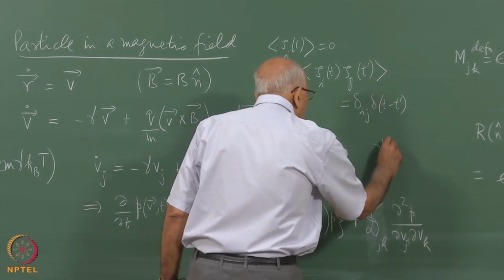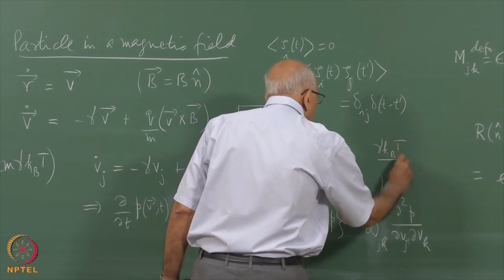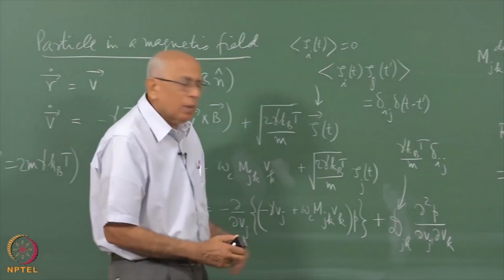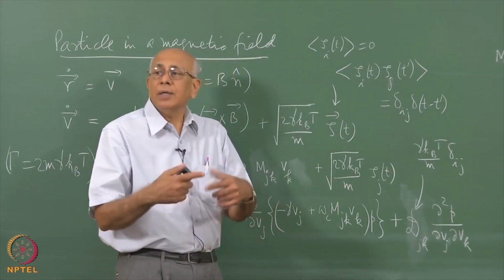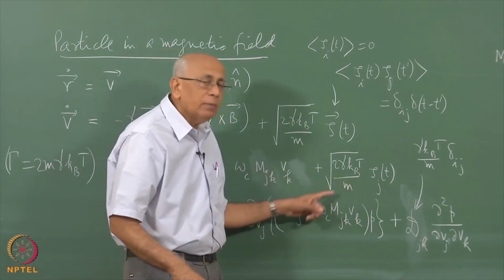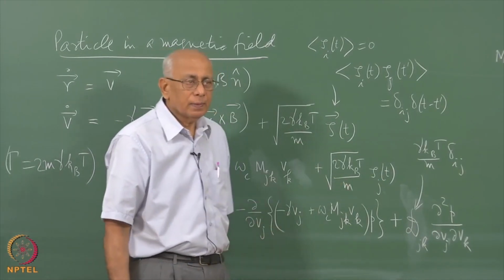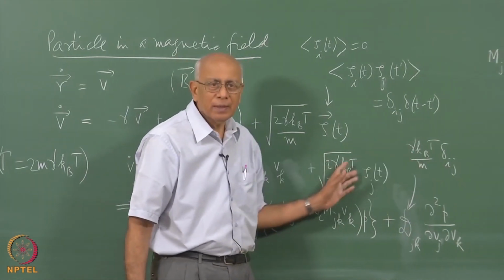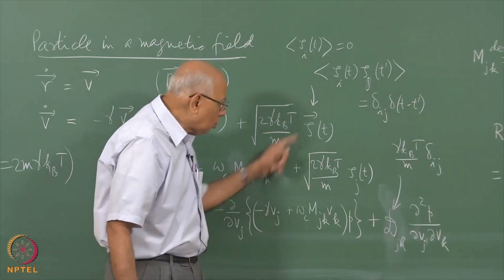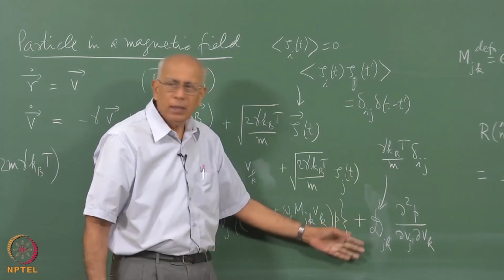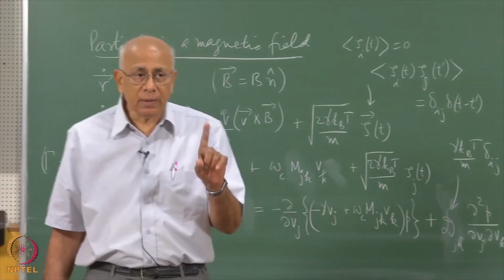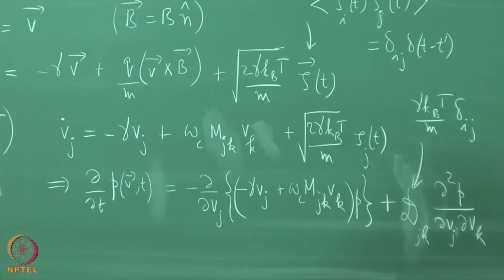This is gamma k Boltzmann T over m delta ij, because the different Cartesian components of this noise are appearing with the same strength. So it is a diagonal matrix, more than that, it is actually a unit matrix times this. So half the square of this guy is what this is. This is what the diffusion matrix is in velocity space.